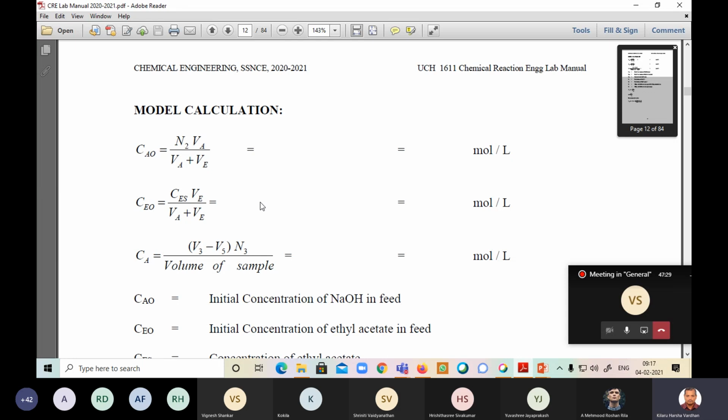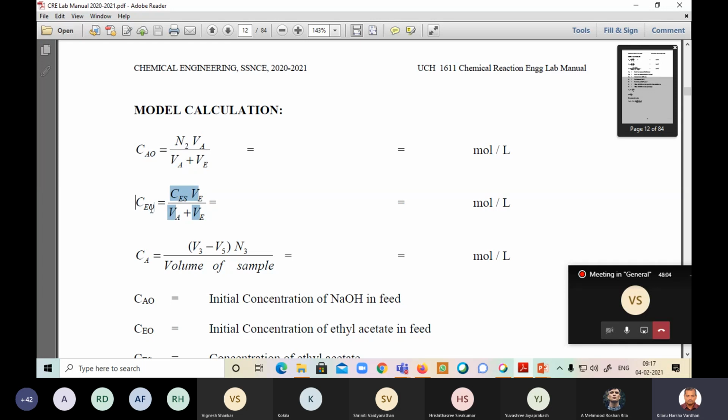Here again, some people are doing something wrong, thinking VA is how much you prepared. You can prepare 2 liters, but that 2 liters you are not using. Only how much you are using inside the reactor, you have to put here. Here it is 500 ml divided by 500 plus 500. Then that is the CA0.